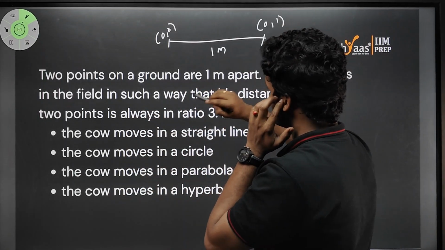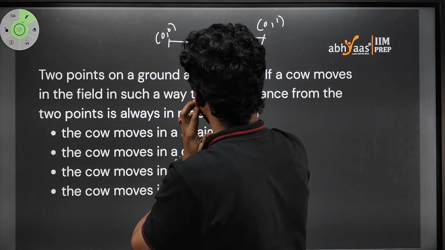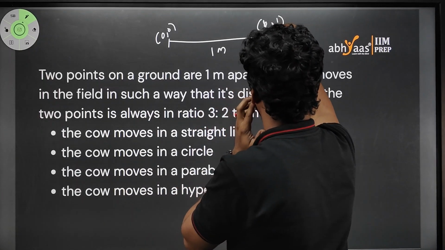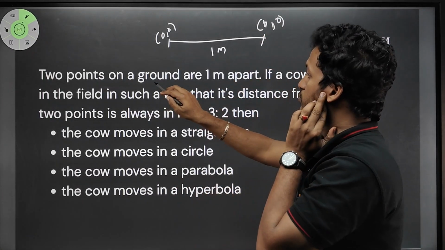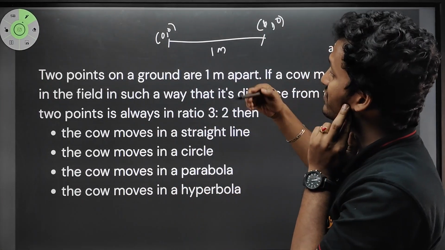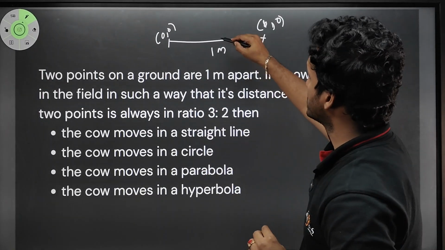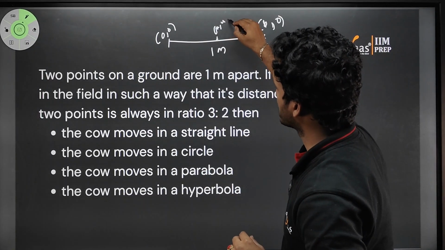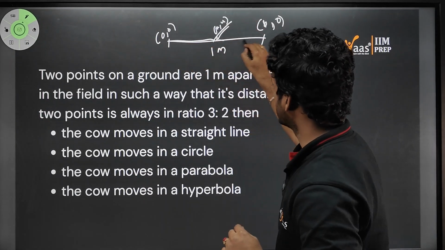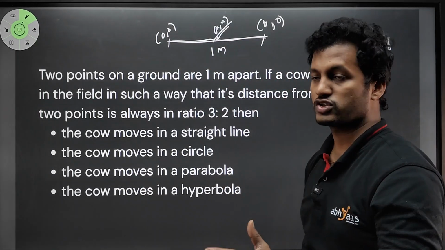Yes, we are going into coordinate system now. 1 meter, so 1, 0, this becomes 1, 0. We are on the x-axis. Two points on the ground are 1 meter apart. If a curve moves in the field in such a way that its distance from the 2 points is always in the ratio of 3:2, that means if a point on the curve is at x comma y, its distance from this point and this point would always be in the ratio of 3:2.